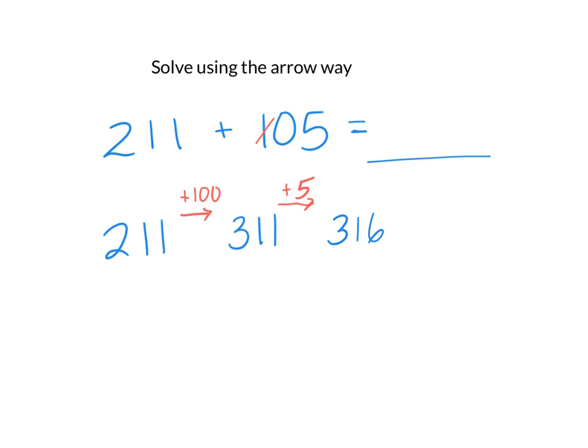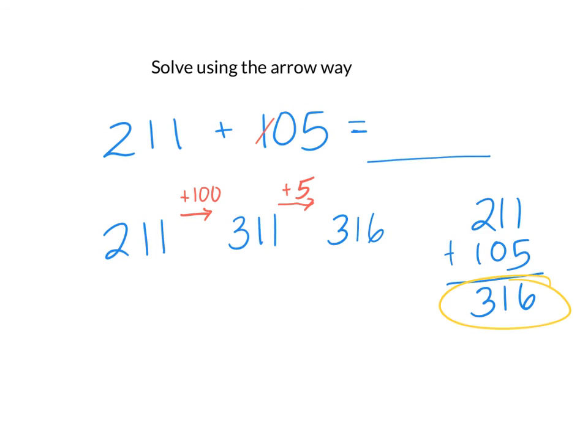Now I can check that with vertical form. I could say 211 plus 105. And I have 1 plus 5 is 6, 1 plus 0 is 1, and 2 plus 1 is 3. So I have the same answer in vertical form, and I have the same answer using the arrow way, okay?